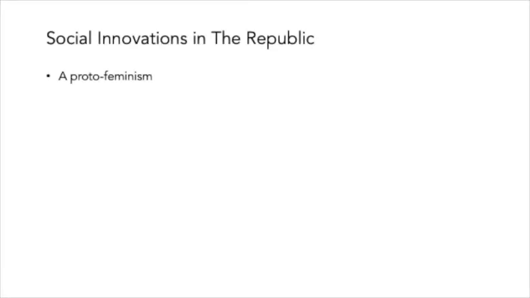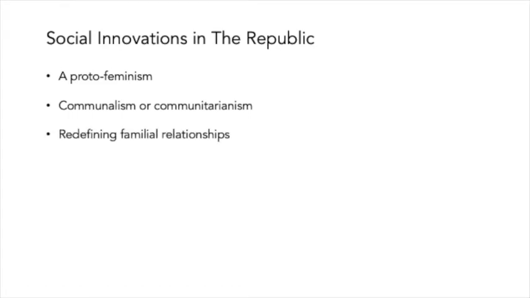Three, maybe. One is the feminism that is embedded in the city. The second is the communism that's embedded in the city. And the third is the radical redrawing of familial ties that we find linked to this discussion of the city. We'll start with the question of the role of women inside the Republic.